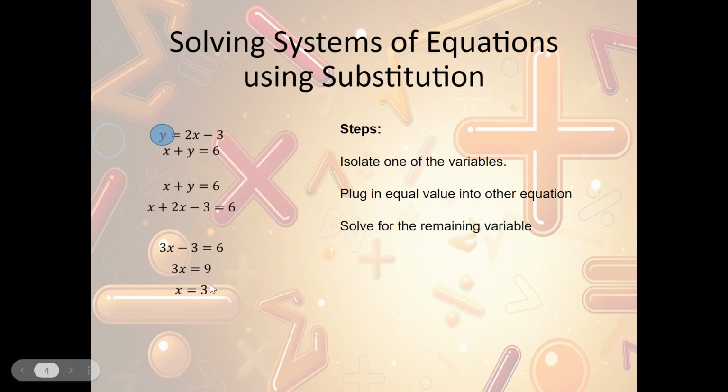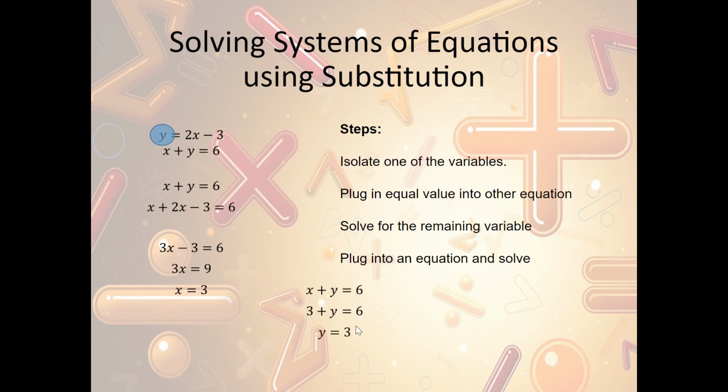That's the x coordinate of where they cross. Now I need to find the y coordinate. So I'm going to plug it into one of the equations. It doesn't matter which one. I'll use this one, x plus y equals 6. But x is really 3, so I'm going to plug in 3 for x and then solve for y. I'm going to subtract 3 from both sides, and I get y is equal to 6 minus 3 is 3. So when x is 3, y is 3, and that's the solution for both of the equations.